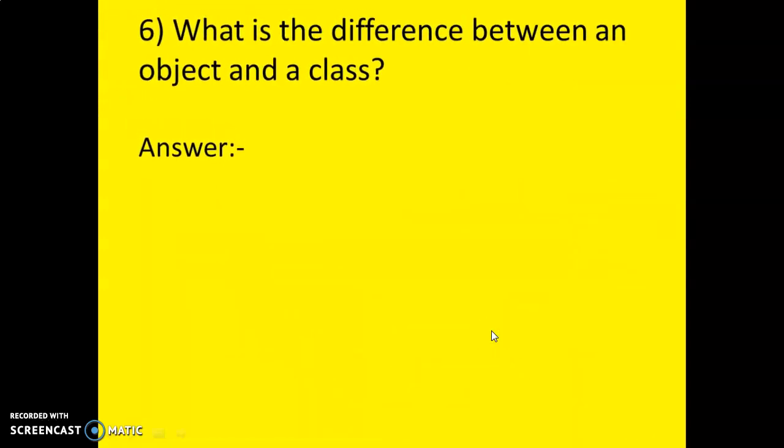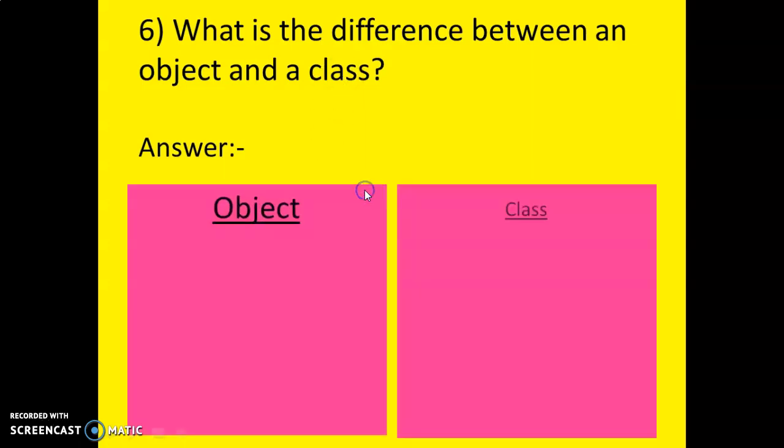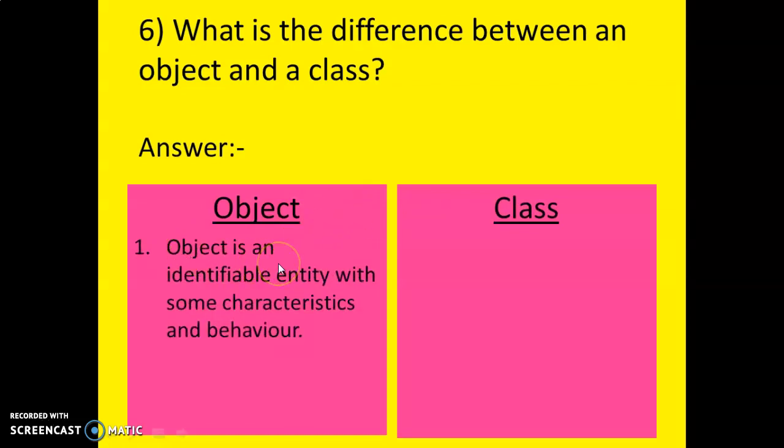Then the last question of this is object and class differentiation, which is also very important and a repetitive question for ICSE. Object and class. First, you write the definition of object and class of objects. What is the definition of object? Object is an identifiable entity with some characteristics and behavior. This you can write as the definition of object. Each and every object is an identifiable entity with some characteristics and behavior.